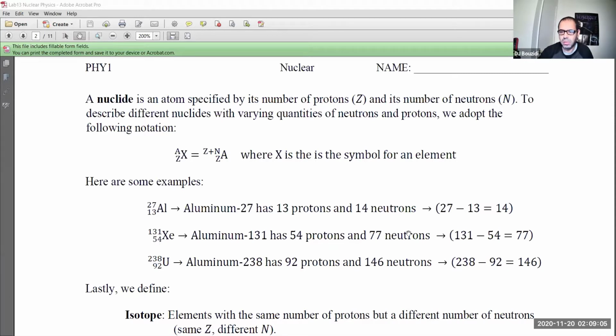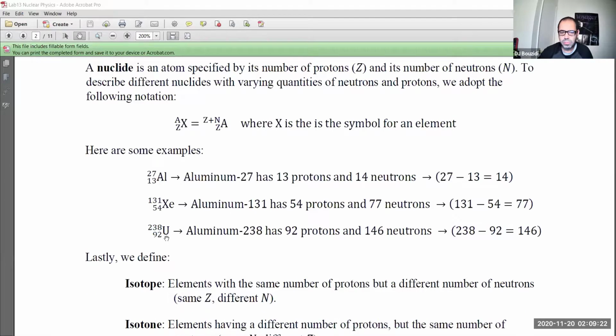Xenon has 131 nucleons, basically protons and neutrons, and 54 of them are actual protons. So how many neutrons are there? 77. Just do the math, and here it's very easy. Uranium 238 has 238 protons and neutrons combined. Out of that, 92 are actually protons. So that leaves me with 146 neutrons. So these are the symbols we use in nuclear physics.